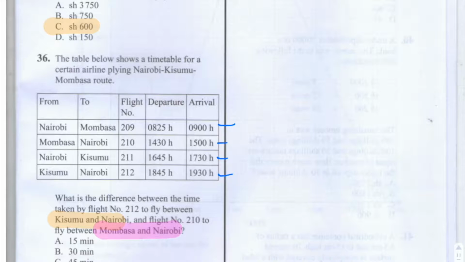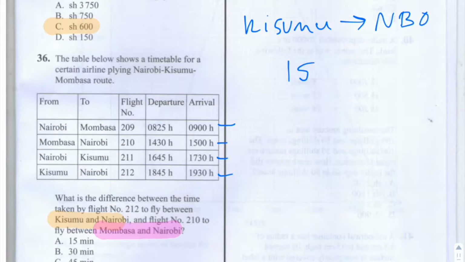So let's first work out the journey time of the Kisumu to Nairobi flight. Which one is it here? It is the last one here. So it departs at 6:45 and it arrives at 7:30. So we need to work out the time between 6:45 and 7:30. Well, the time from 6:45 to 7 is 15 minutes, and the time from 7 to 7:30 is 30 minutes. So the total journey time is 45 minutes for this first flight.